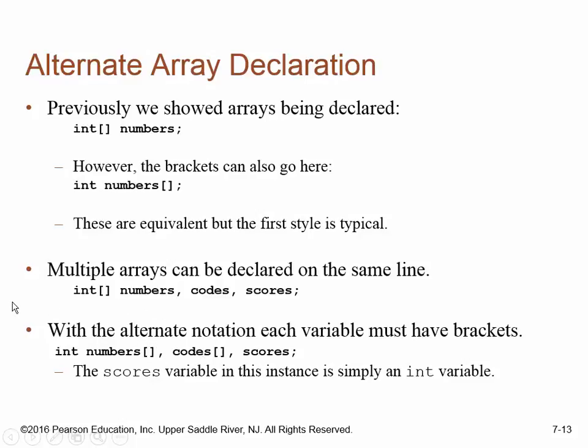So this is a variable, an array of type int. That's just an int, to my knowledge, and so is that. And actually, since it's int bracket bracket, these may all be arrays. See, it's confusing. I would never do this. I would put this in three lines, int bracket numbers, semicolon, int bracket code, semicolon, int bracket scores, semicolon. That's the way I want you to do it.